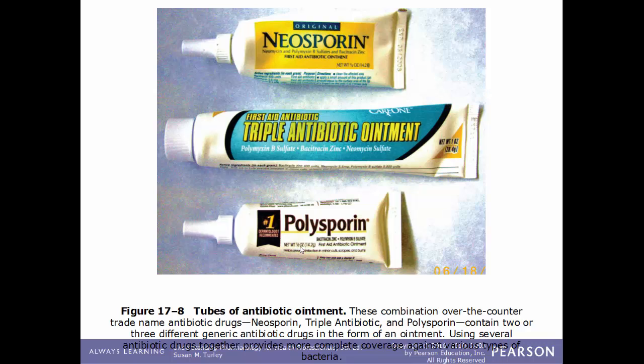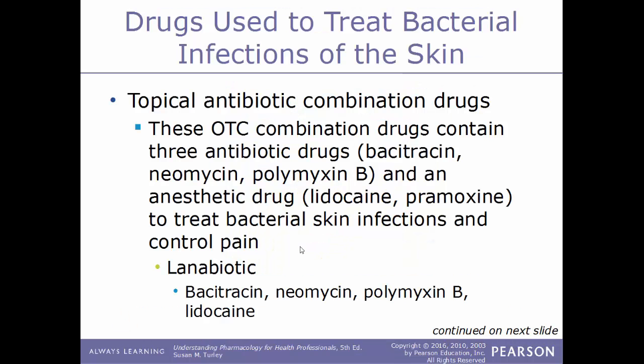All three are readily available over the counter, and all three are very effective antibiotic ointments. Another possible combination would be drugs that contain three antibiotic drugs, such as bacitracin, neomycin, and polymyxin B, and an anesthetic drug like lidocaine or pramoxine to treat the bacterial skin infections and also to control the pain.